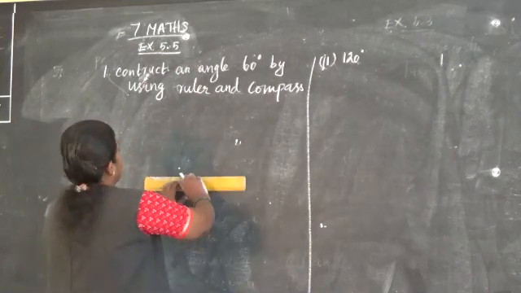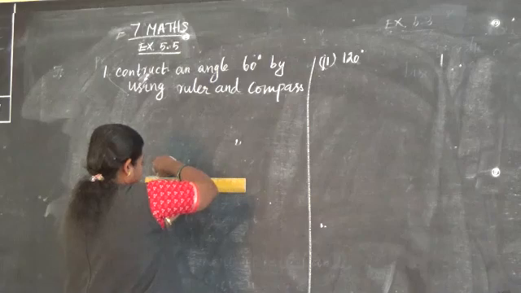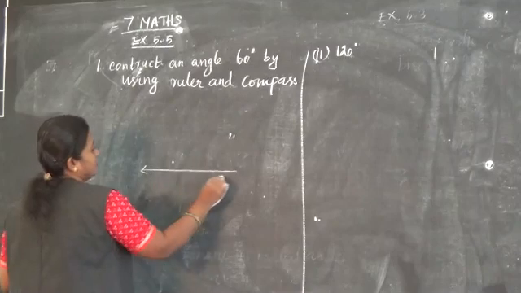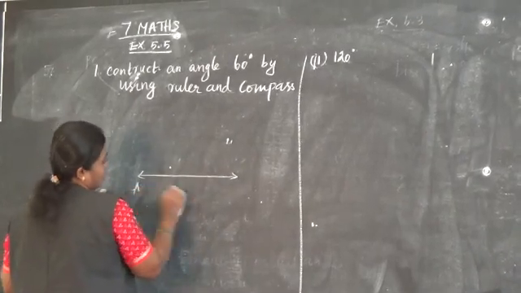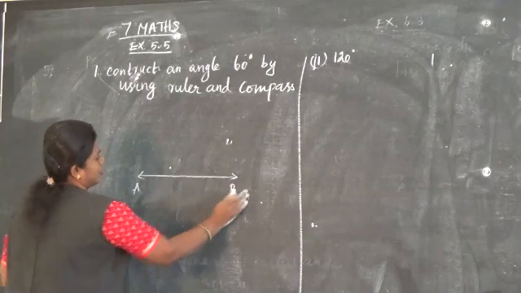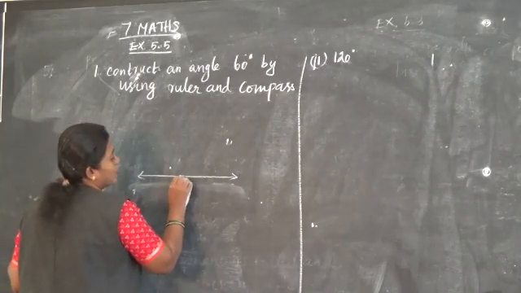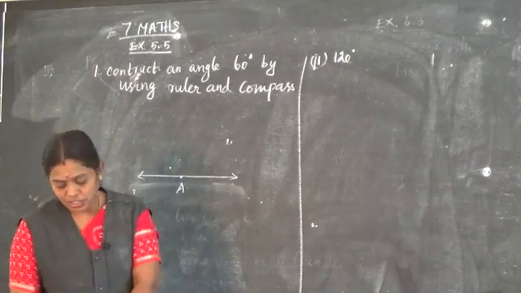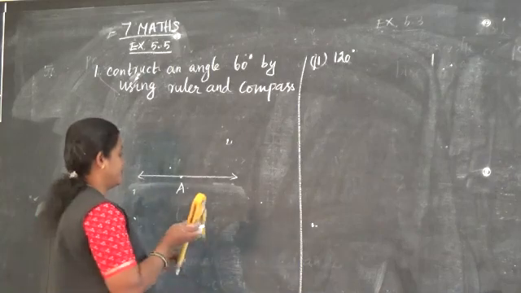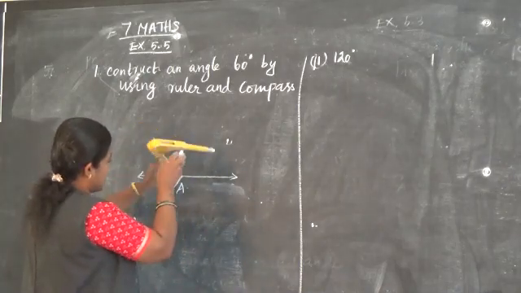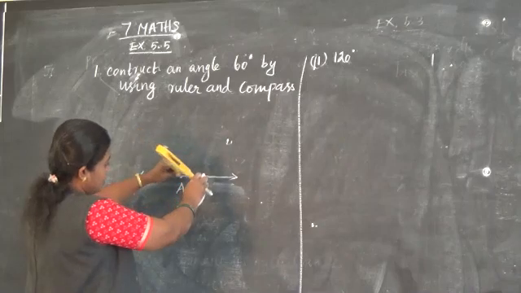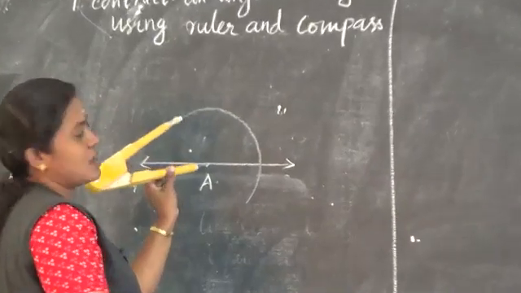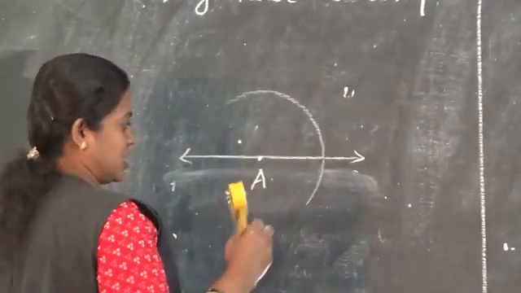Take your scale, listen carefully, and draw a line of any convenient measurement. Then mark a point A on it. Now take your compass, and with A as a center, draw an arc, without changing any measurement.